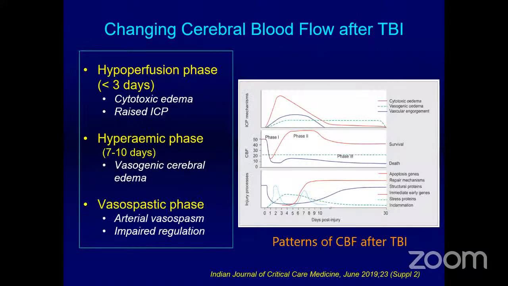More so if you see in patients with traumatic brain injury, which take a good chunk of brain injury patients when we talk about. So see how the phase-wise changes happen in the brain. And that's the complexity. Initially you have a hypoperfusion phase, which is almost 1 to 3 days from the time that it started. You have cytotoxic edema, the ICP starts increasing, and that's followed by a hyperemic phase, 7 to 10 days. And this is the time when you have vasogenic cerebral edema. And subsequently, you have a vasospastic phase later when you again have impaired regulation, where the arterioles have vasospasm, and all this starts affecting the functioning of the brain.